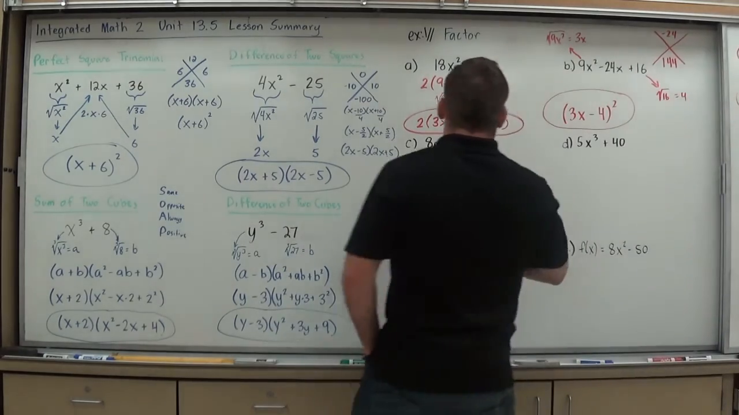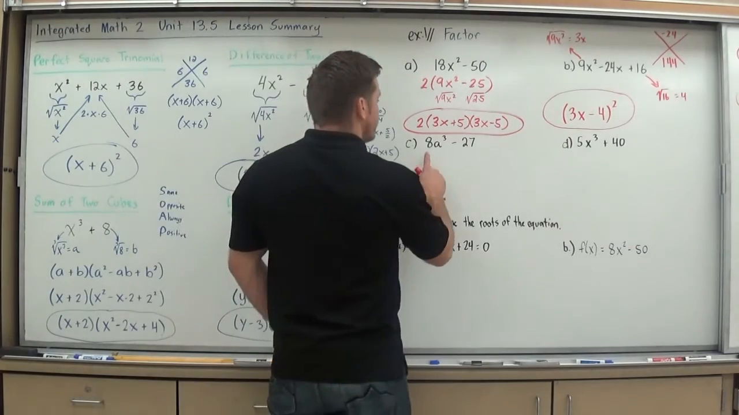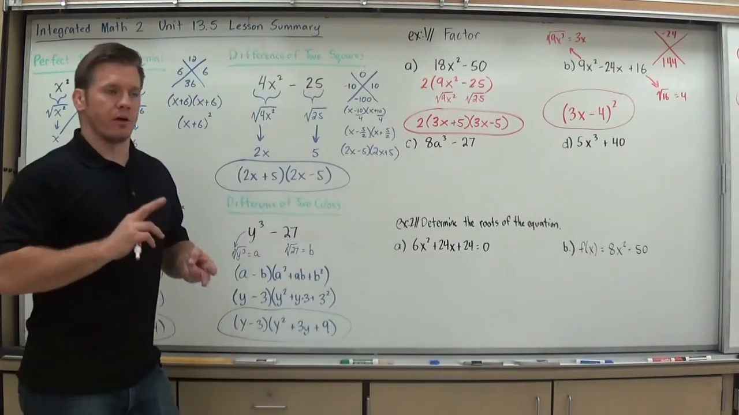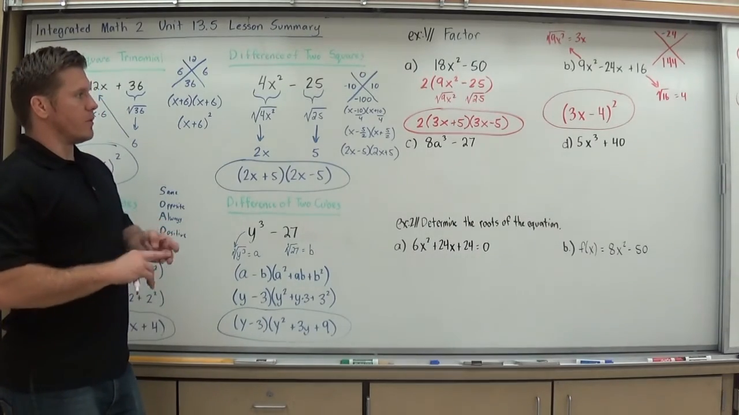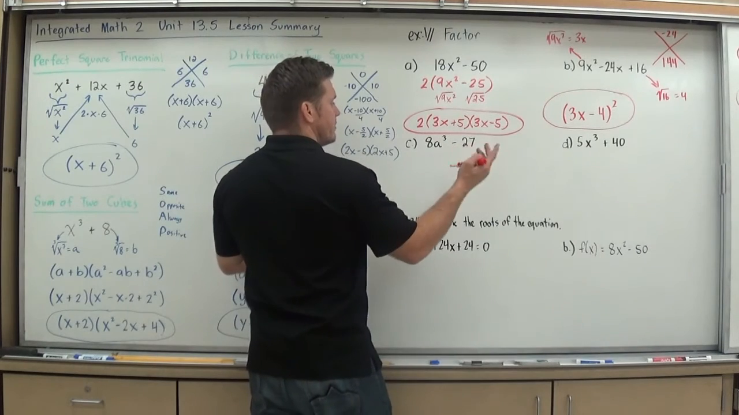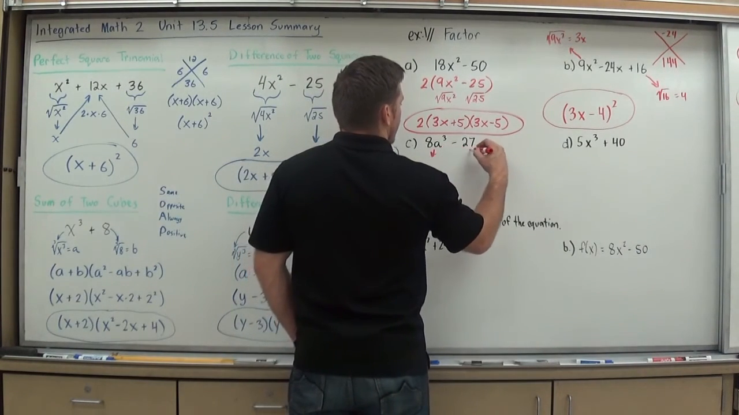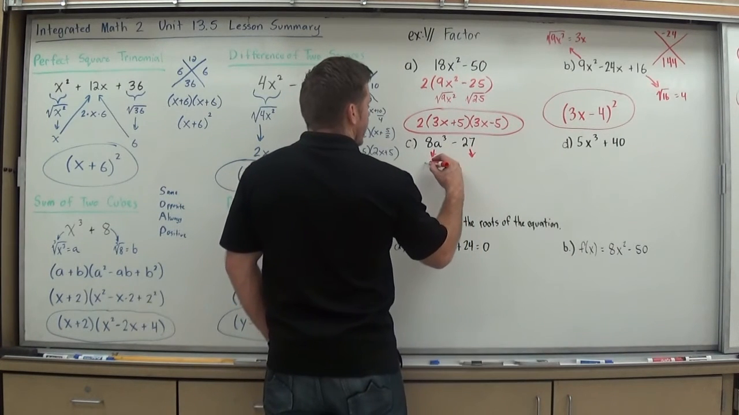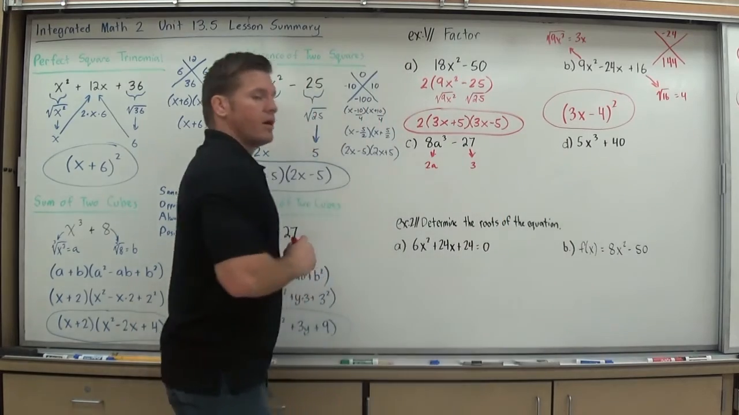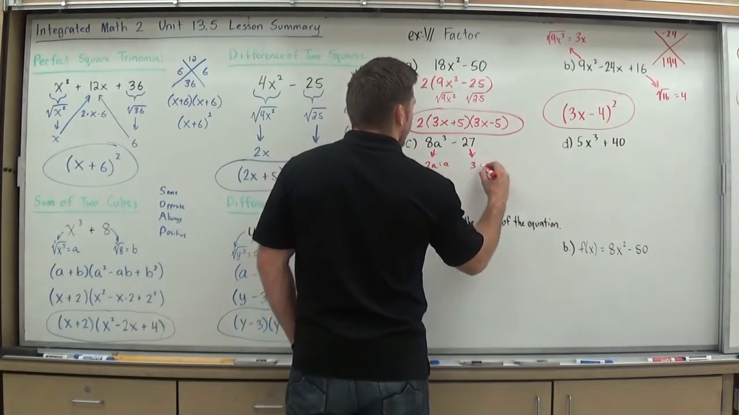Now, here I have 8a cubed minus 27. I want to look for a GCF first. That's always step one. I don't see one, so I can move to step two, which is to factor either by difference of squares, sum of cubes, or difference of cubes. And this has a cube, and minus means difference of cubes. I'm going to start by finding the cube roots of these. The cube root of 8a cubed is 2a. The cube root of 27 is 3. So those are my a and b's in the formula.